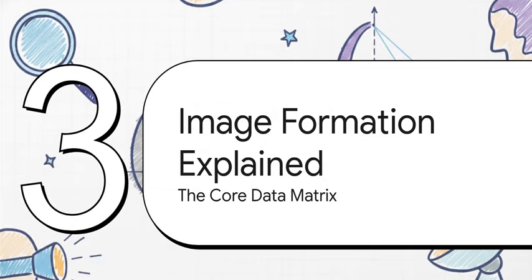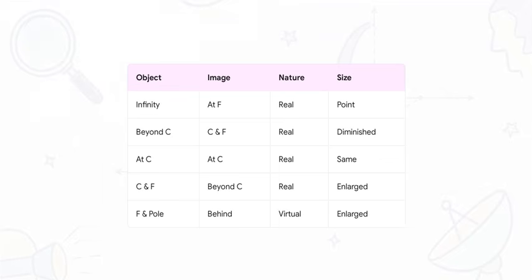Section 4. Image formation explained. The core data matrix. Now, what's really interesting about this matrix is the clear pattern that emerges when we apply those rules. Check this out. As you move an object from way out at infinity closer and closer toward the mirror, the resulting image gets larger, and it actually gets pushed further away from the mirror.